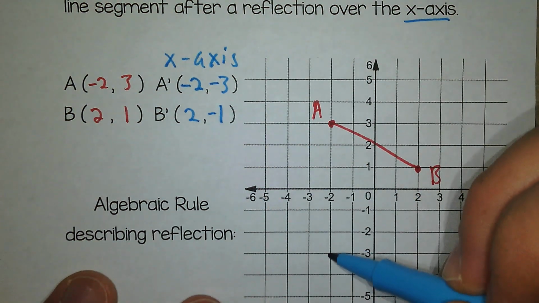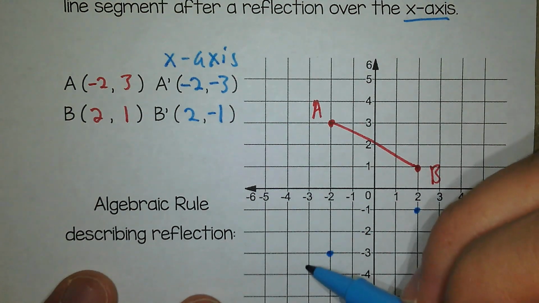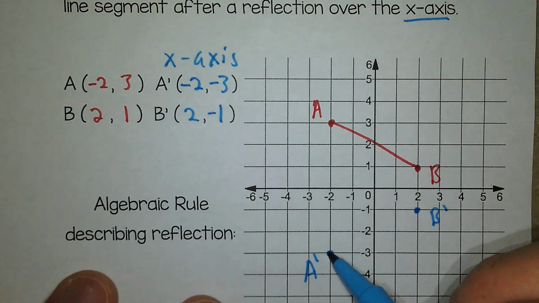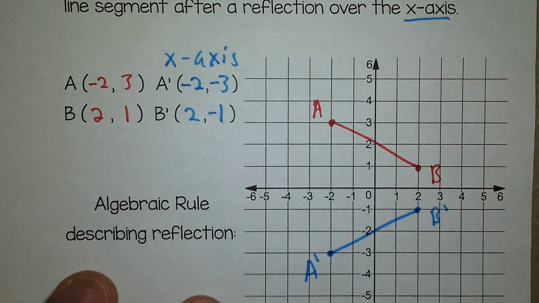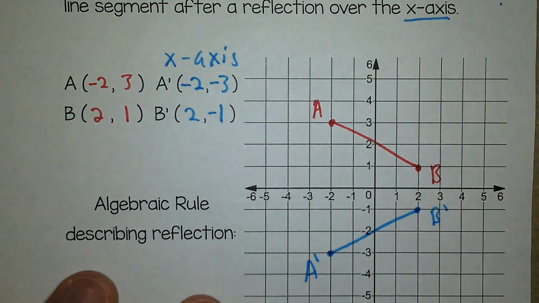So negative 2, negative 3, positive 2, negative 1. So A prime and B prime. So then we connect the dots. And we should notice that it should look like a mirror reflection over the x-axis.